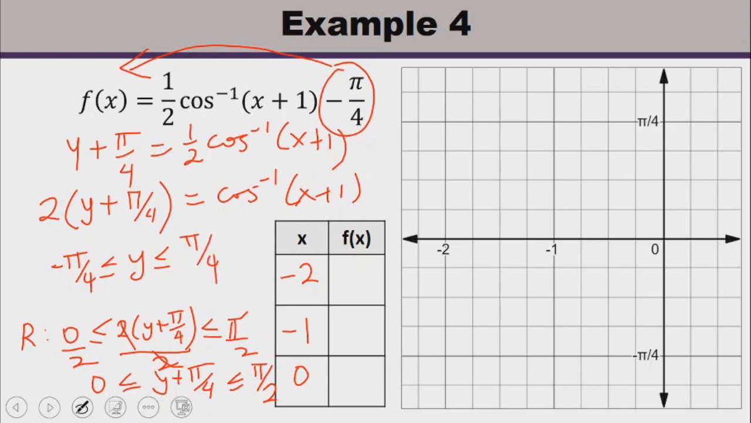Okay. And we remember for the arc cosine, the minimum domain takes the maximum range. So this is going to be pi over 4, then negative pi over 4. Okay, so the midpoint between positive pi over 4 and negative pi over 4 is going to be 0. So I can now graph. When x is negative 2, it is positive pi over 4. When x is negative 1, it is 0. And when x is 0, it is negative pi over 4. And again, you remember that the shape of the arc cosine is something like this.